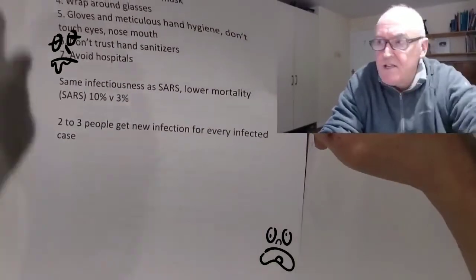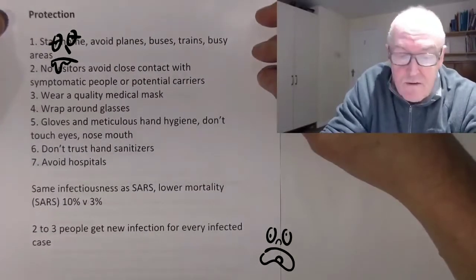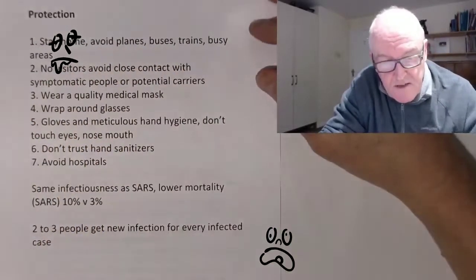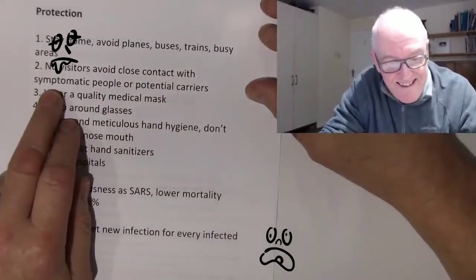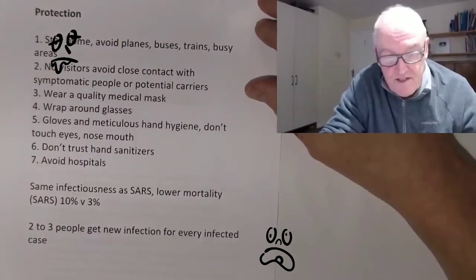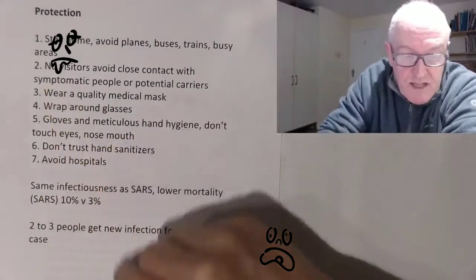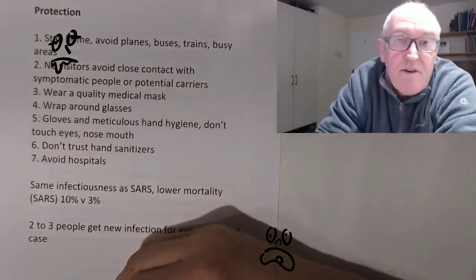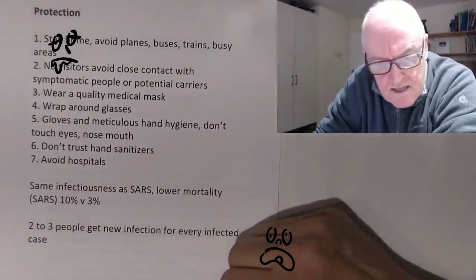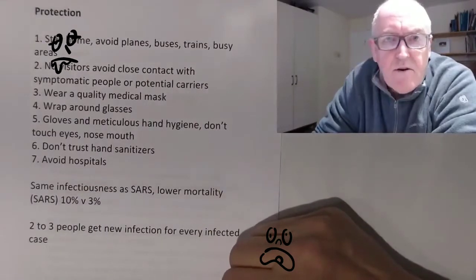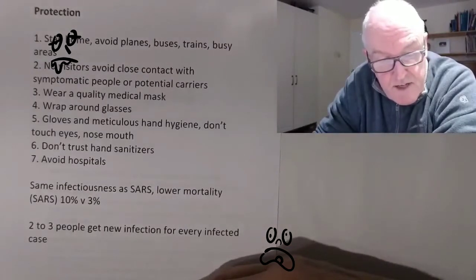So how can we protect ourselves from this virus? How can you protect yourself and your family? Well, stay home, avoid planes, buses, trains and busy areas. Just shut the doors. Just stay home. Of course, none of it's possible. This is an ideal situation. Don't be sociable. If someone says they want to come round, don't let them, because they may have the virus. Even if they're not feeling ill, they may have contracted the virus but be in this prodromal phase and could say, no, I'm feeling fine, I'll come and see you and have a cup of tea, but then they could infect you. And they're potential carriers.